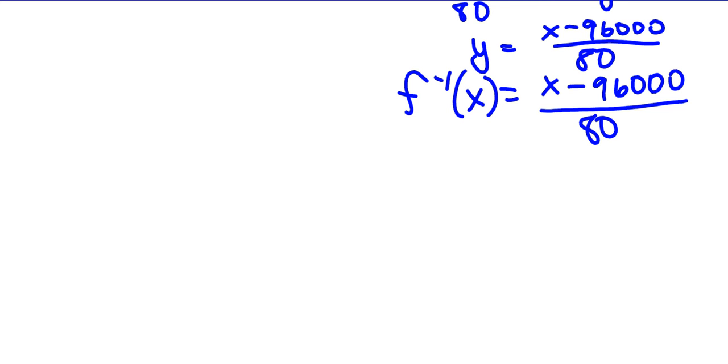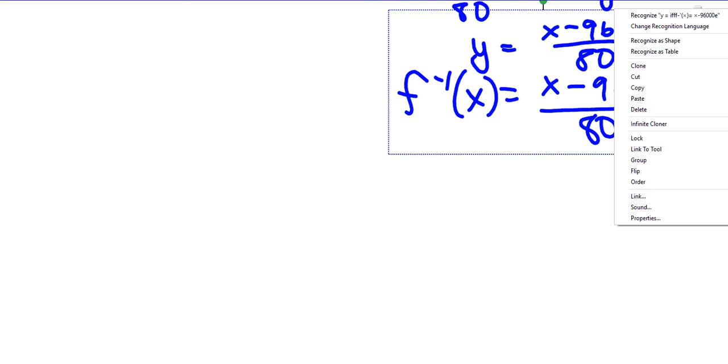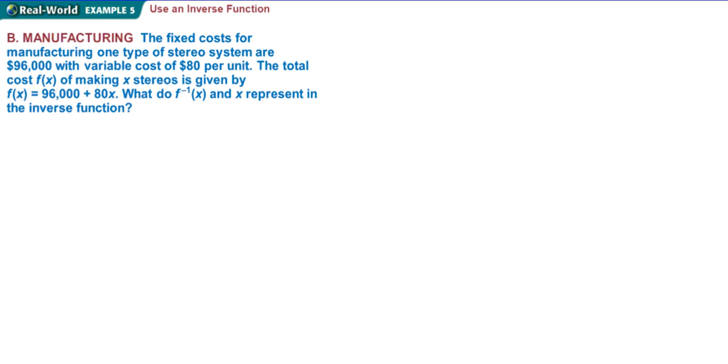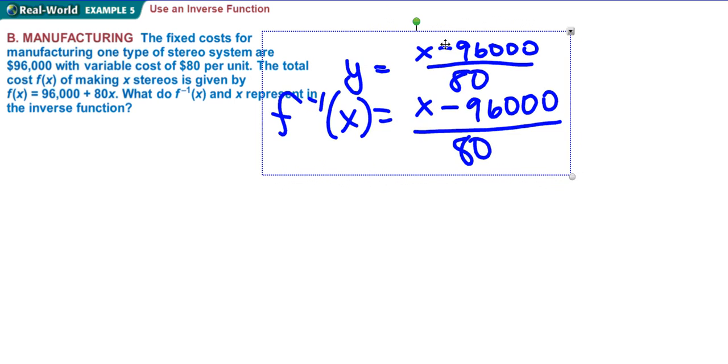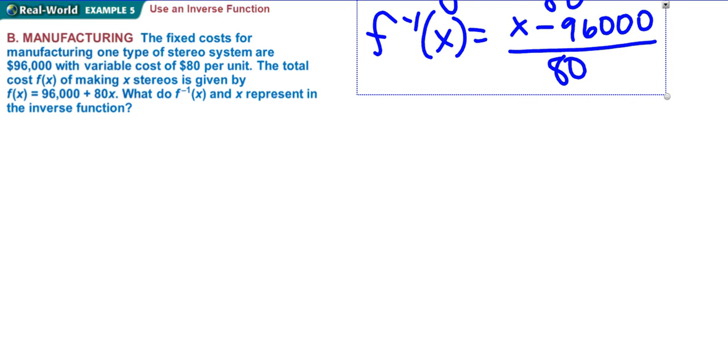So letter B, and maybe I'll copy that whole thing, and then I'll put it on part B. For part B, it's the same thing, but now it asks, and I'll just get rid of that part of it. Here's F inverse. It says, what do F inverse of x and x represent now? Now what does x stand for?